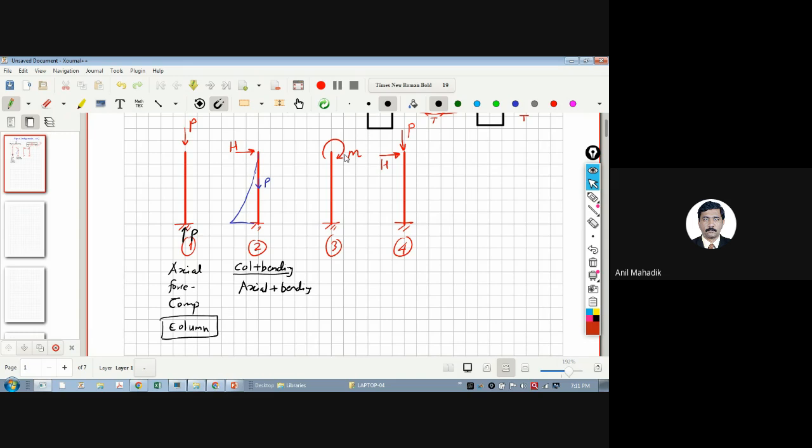If you consider this third case, what is this? It is a column, definitely, due to its vertical orientation, but it will carry bending moment. So it will carry bending, and if you consider the self weight, then it will carry axial force also. So it is also a column with bending and axial force. And if you take this case, it is also the same. It is a column, and due to P it will have axial force, and due to H it will have a bending moment. So bending.